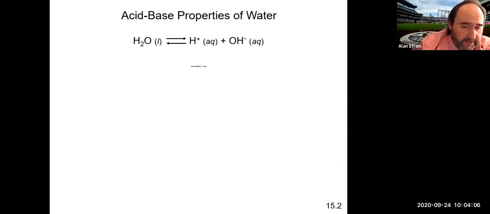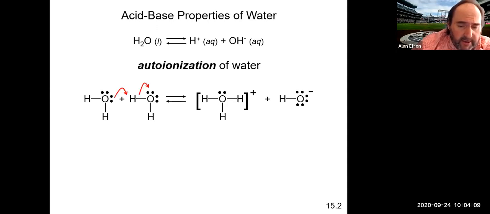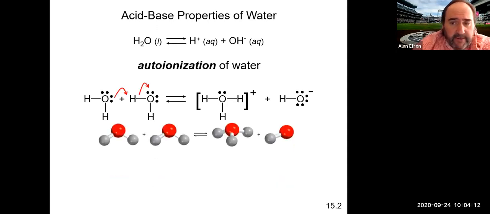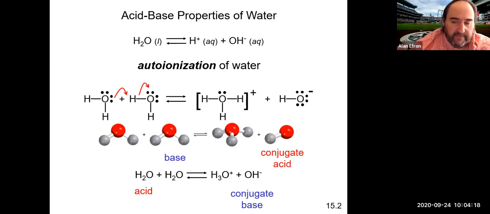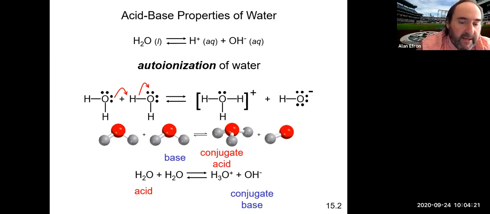So then let's talk about water and water's properties. Water also can act as either an acid or a base, and water itself can actually react with itself. When water reacts with itself, that is sometimes referred to as the autoionization of water. In one case, one of the waters is acting as the acid, and in the other case, one of the waters is acting as the base. And we do get a conjugate acid and conjugate base produced. So this is what's happening when we have water by itself.